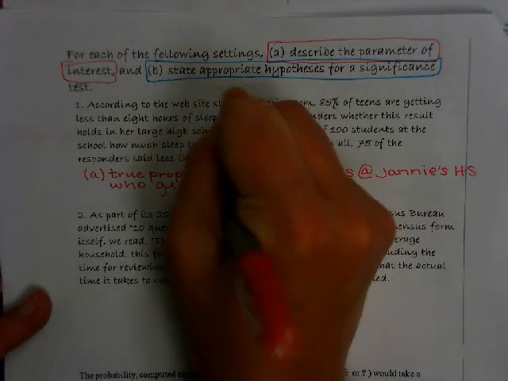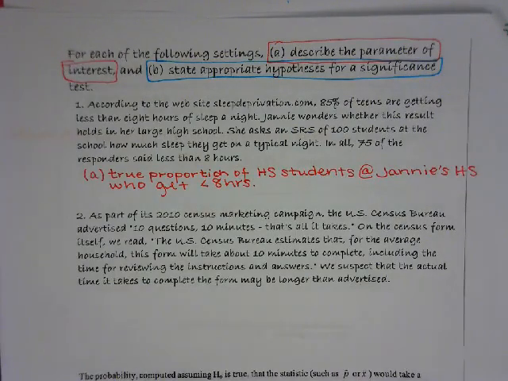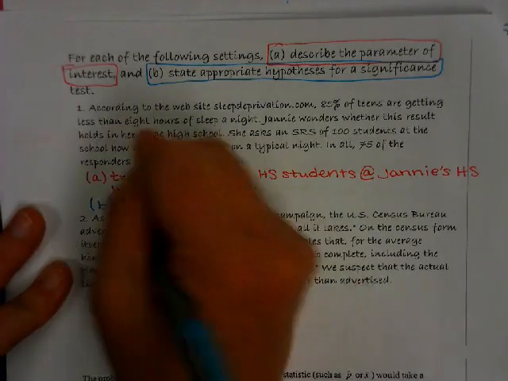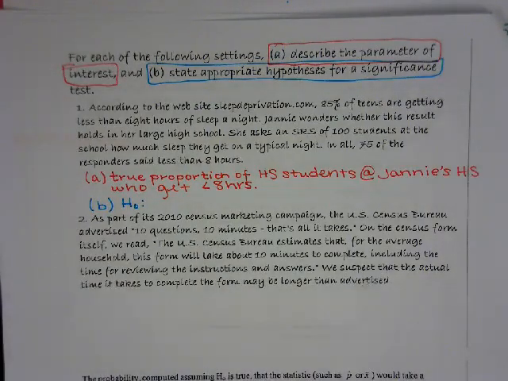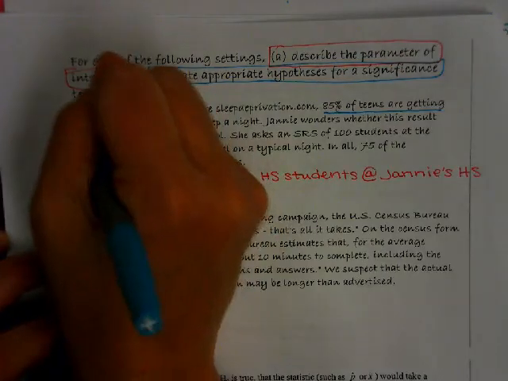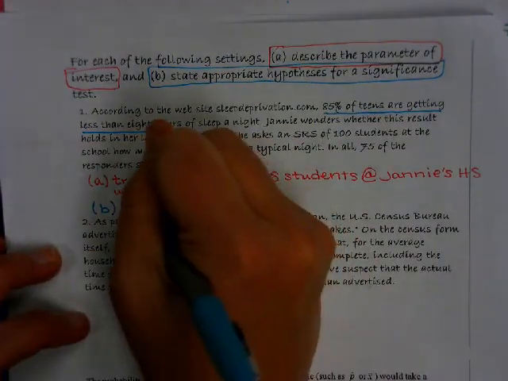I put the symbol for less than because I was getting lazy. So then on part B, we're going to state our hypotheses. So we're going to state a null hypothesis. So we put H null, and then you put a colon. Now the claim from the website is that 85% of teens are getting less than 8 hours. So our parameter, because we're working with a proportion, we say P equals 0.85.